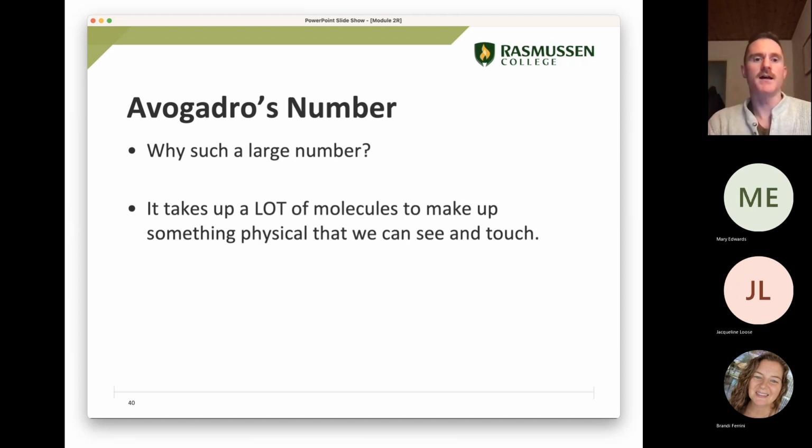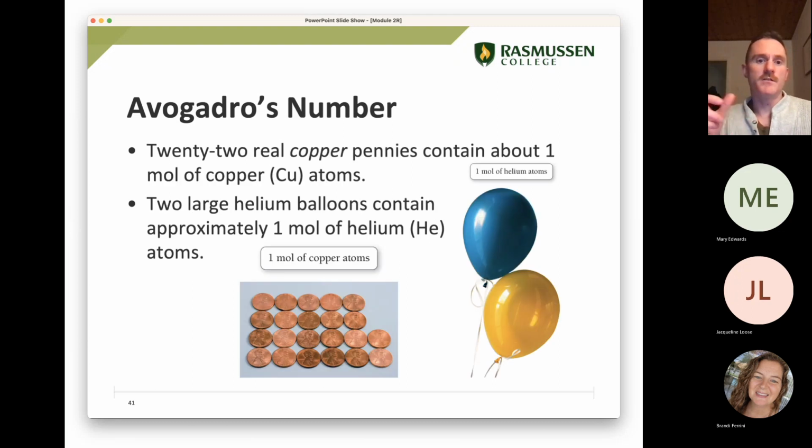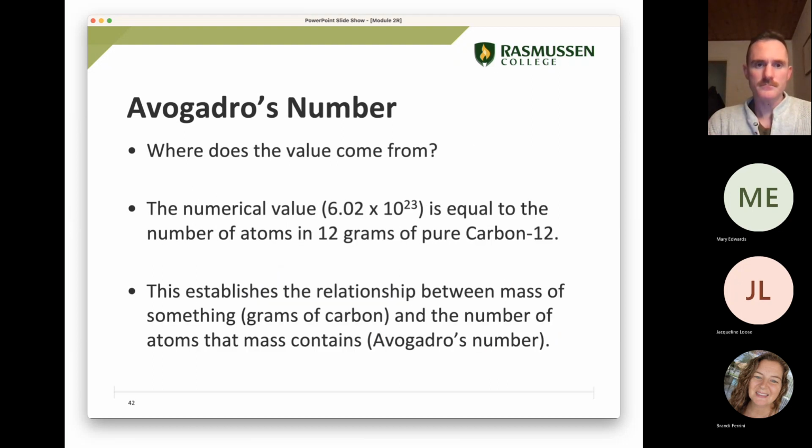Why is it such a large number? Really, the reason is because we have to have a lot of molecules to make up something physical that we can see and touch, right? For example, 22 real copper pennies contain about 1 mole of copper. If you have 2 large helium balloons, they contain approximately 1 mole of helium. So 2 large helium balloons contain approximately 6.02 times 10 to the 23 molecules of helium, right?